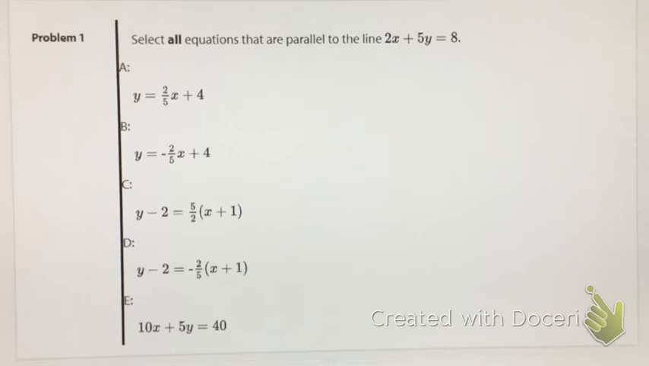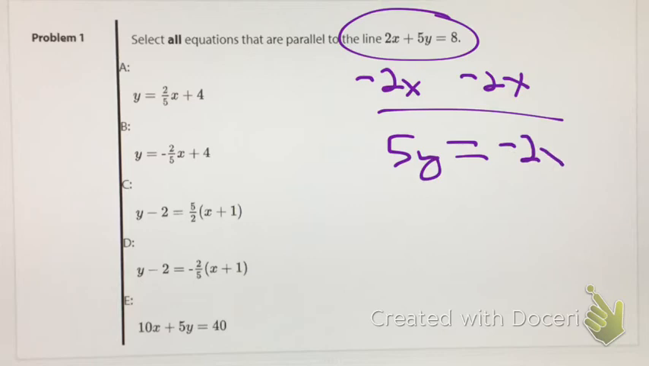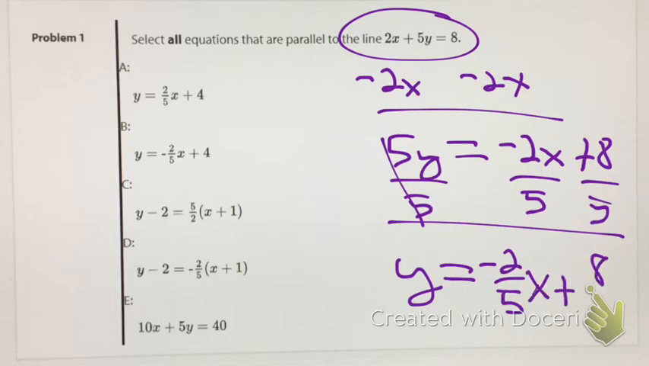Okay, let's take a little practice here. Select all the equations that are parallel. Here's where it gets a little interesting. You may have to rearrange something here. Basically, we want to solve this thing for y. So here's what we're going to do. We're going to subtract 2x from both sides. So we're going to get 5y equals minus 2x plus 8. And then we're going to divide everything by 5. So we're going to get y equals minus 2/5 x plus 8/5. I really don't care. I'm going to leave it 8/5.